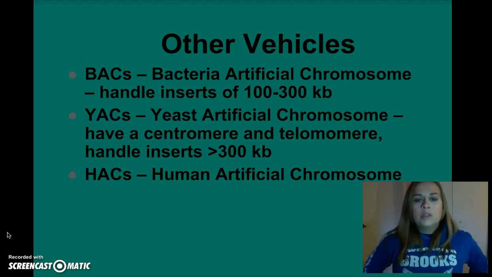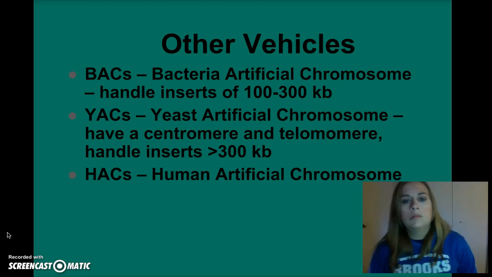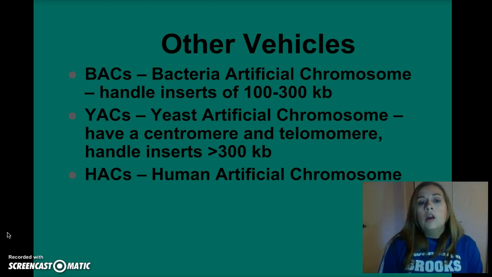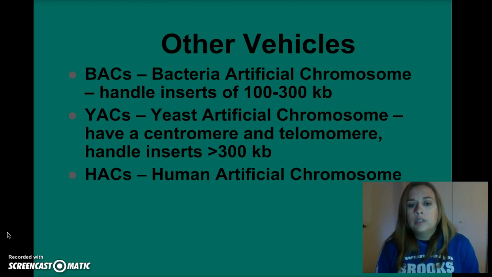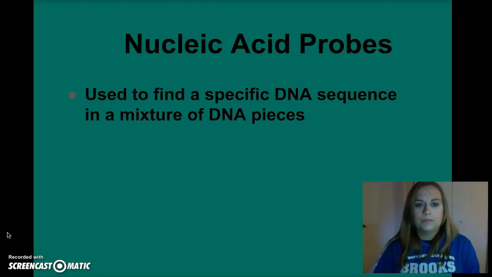So what other ways can we do this? What if we have bigger genes that we want to get into a plasmid? Well, we can't. So we have to have other vehicles to do this. And so you have bacterial artificial chromosomes that can handle much larger inserts. So now we're looking at 100 to 300 kilobase pairs. You have yeast artificial chromosomes, which are even larger. And then you also have human artificial chromosomes.